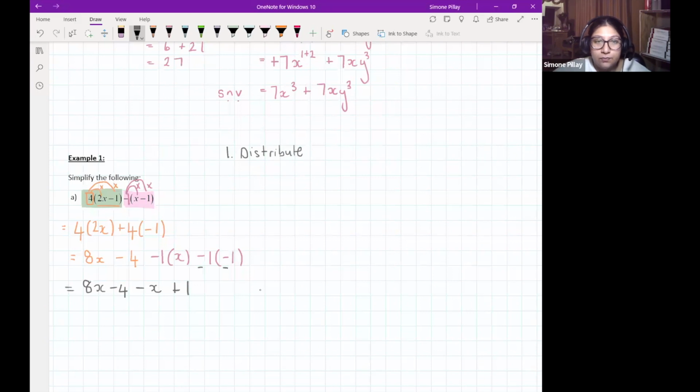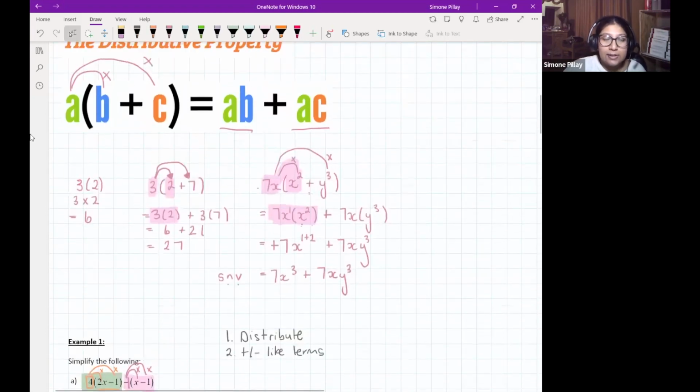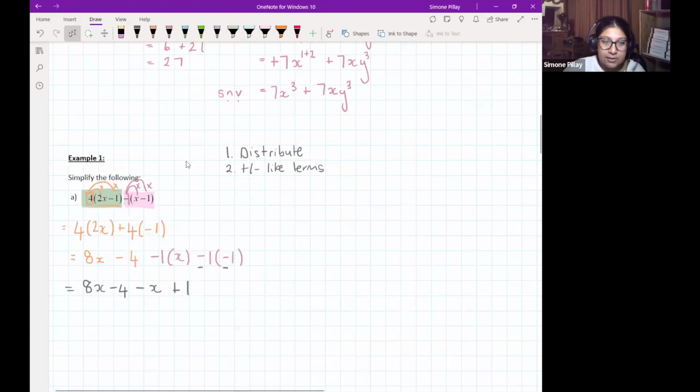So this is the steps I want you guys to follow. The first thing we're going to do is we're going to do our distribution. What do I mean when I say distribute? It's exactly what we've been learning here. When there's this number outside brackets, we take it and we multiply it into every term inside the brackets. Once I've gotten the answers to all of that multiplication, I can add like terms.